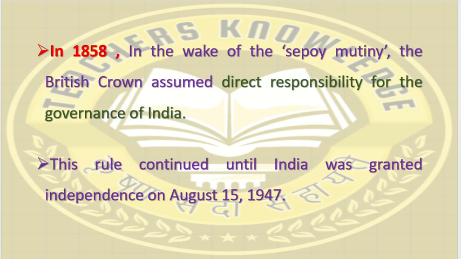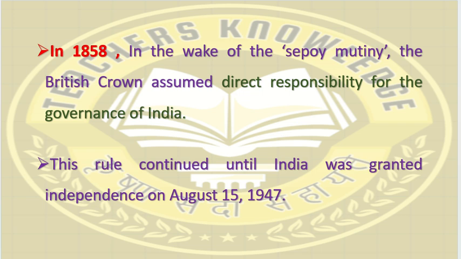Then in 1858, the time of the Sepoy Mutiny, you know, the Sepoy Mutiny of Mangal Pandey, the British Crown assumed direct responsibility for the governance of India. Note that in 1858, the British Crown assumed direct responsibility for the governance of India. This rule continued until India was granted independence on 15th August 1947. This is the basics of the historical background of the Constitution of India.